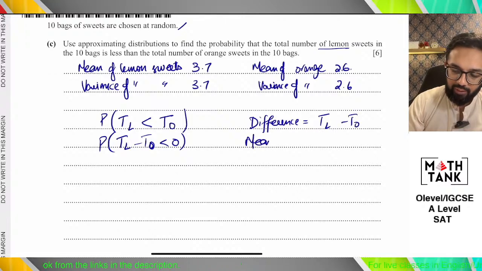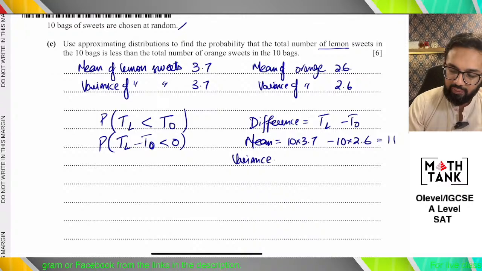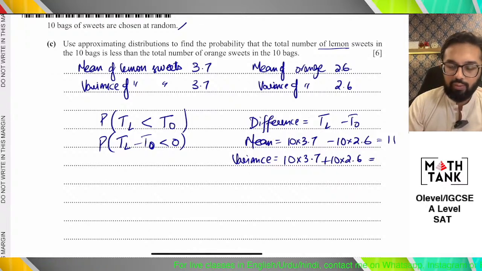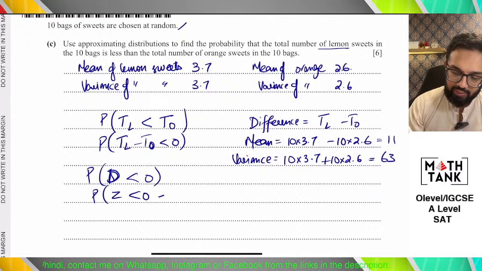So that is going to have a mean of 10 into 3.7 minus 10 into 2.6. So 37 minus 26 gives me 11, and the variance is going to be 10 into 3.7 plus 10 into 2.6, and that's going to give me 63. I want the difference to be less than 0, so z less than (0 minus 11) divided by root of 63.